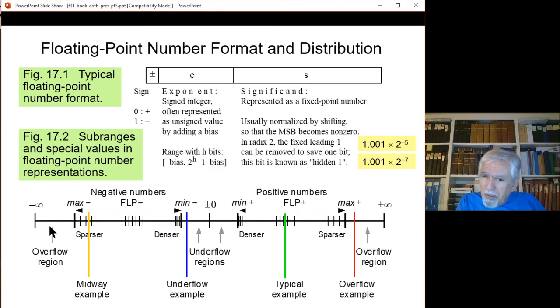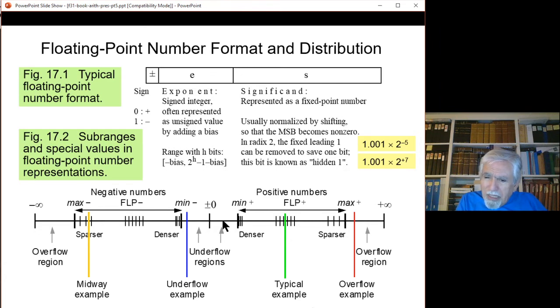When a number is encountered in the course of computation that falls in this range, between negative max and negative infinity, well, it's tempting to call that underflow, but that's also overflow. The word underflow is reserved for these regions.